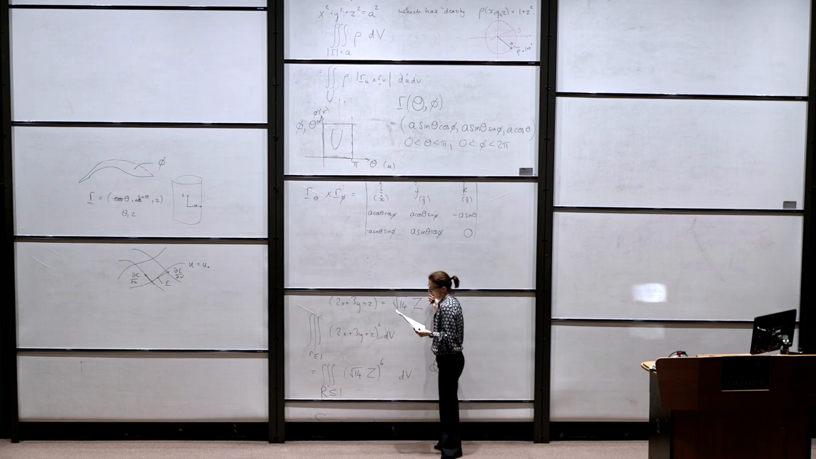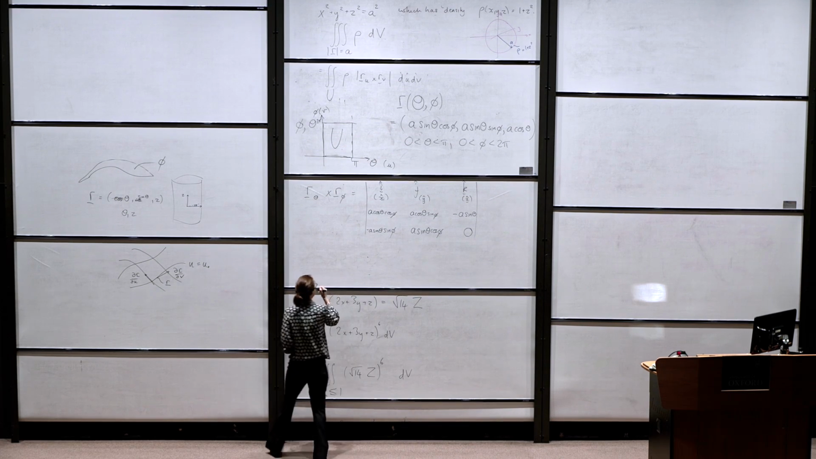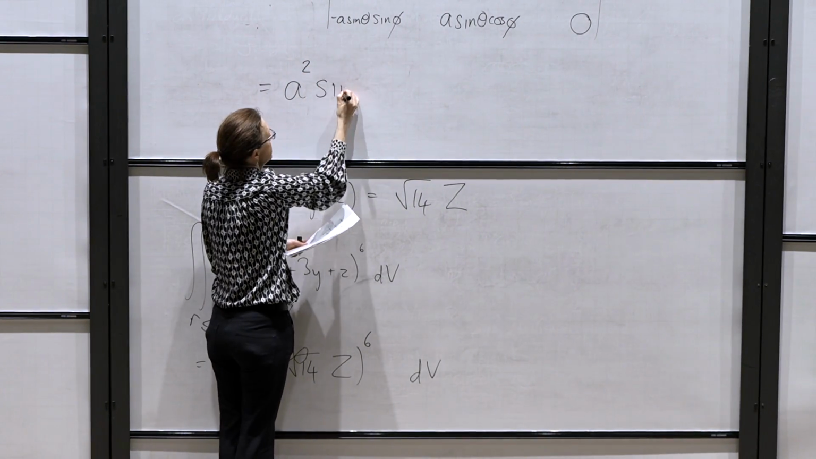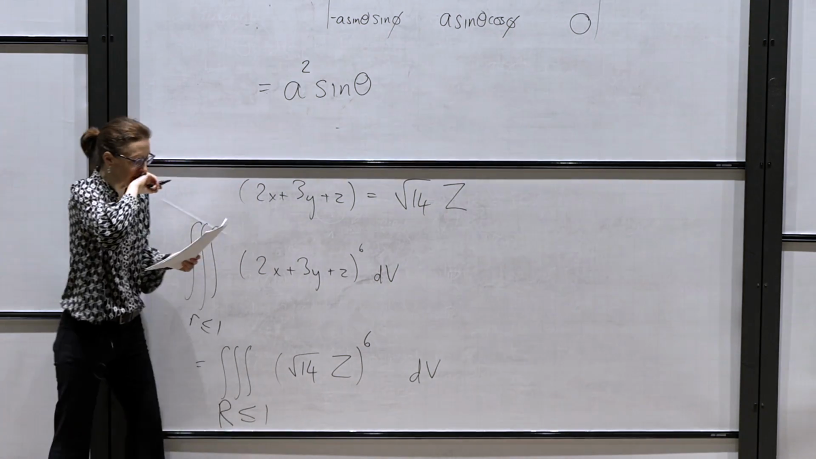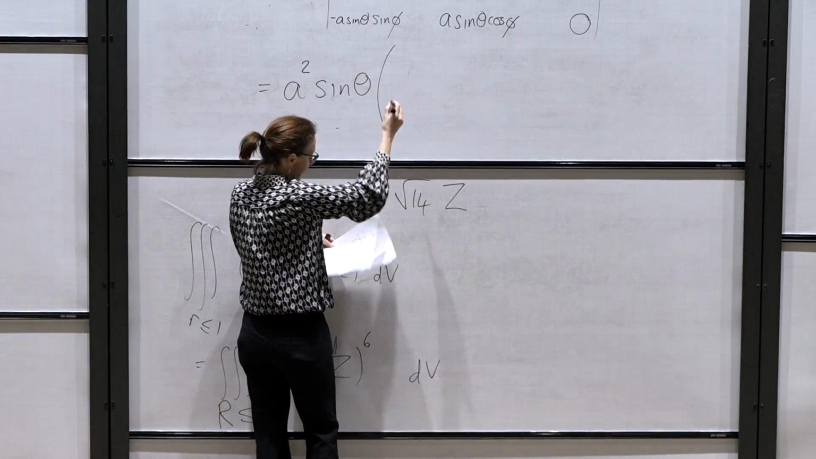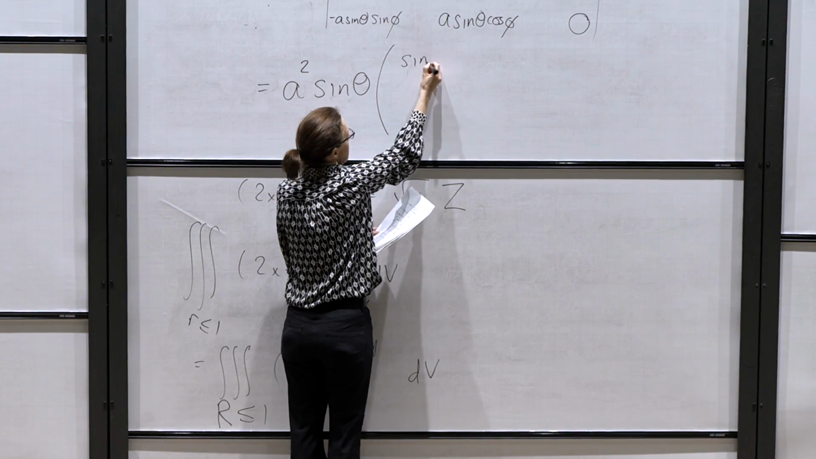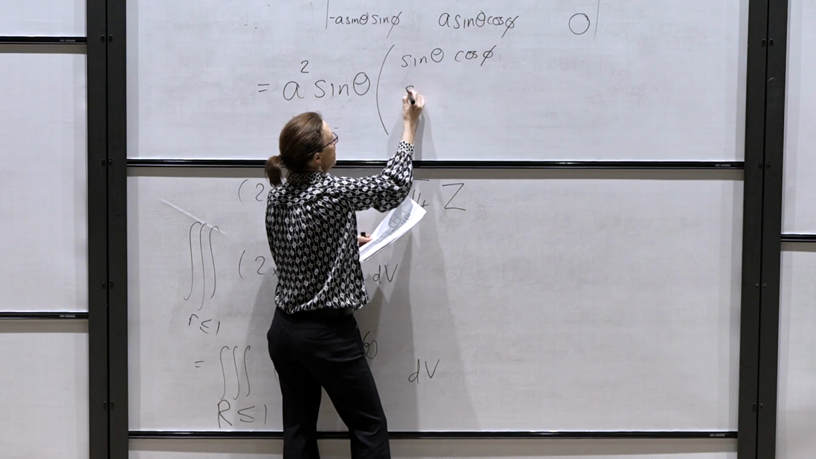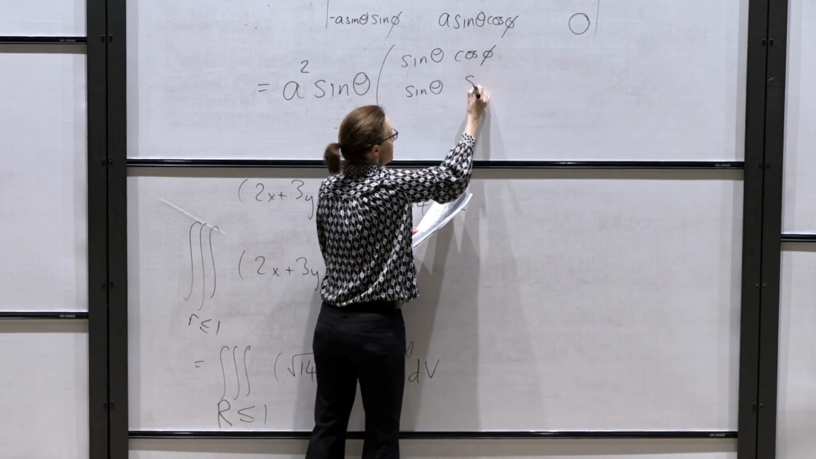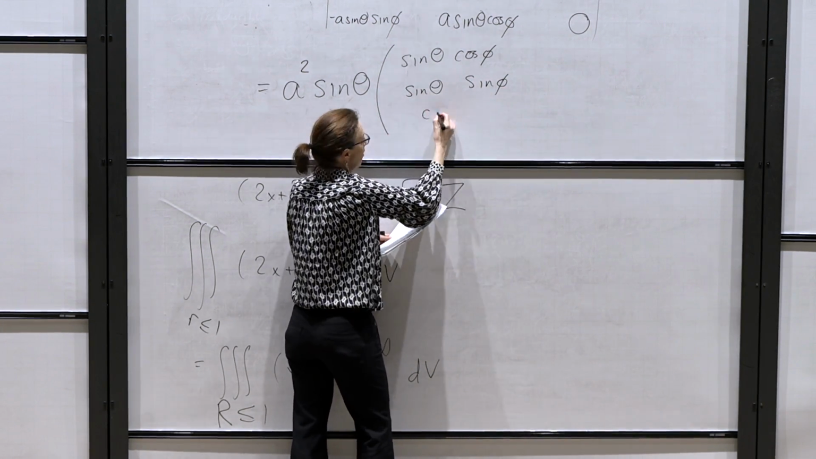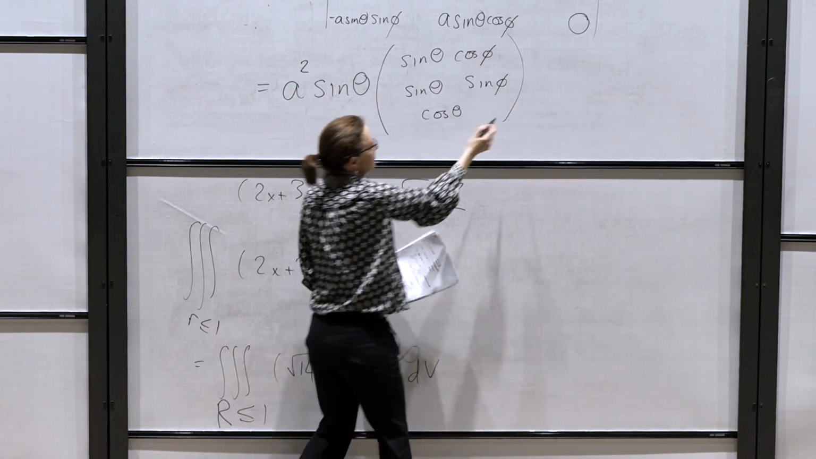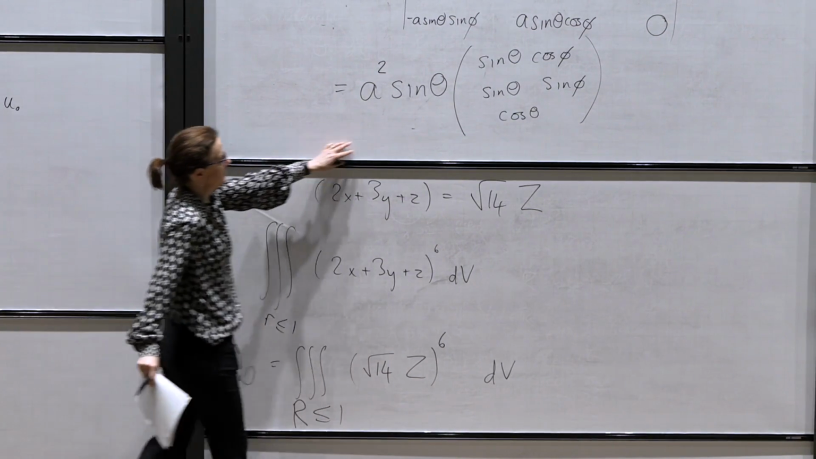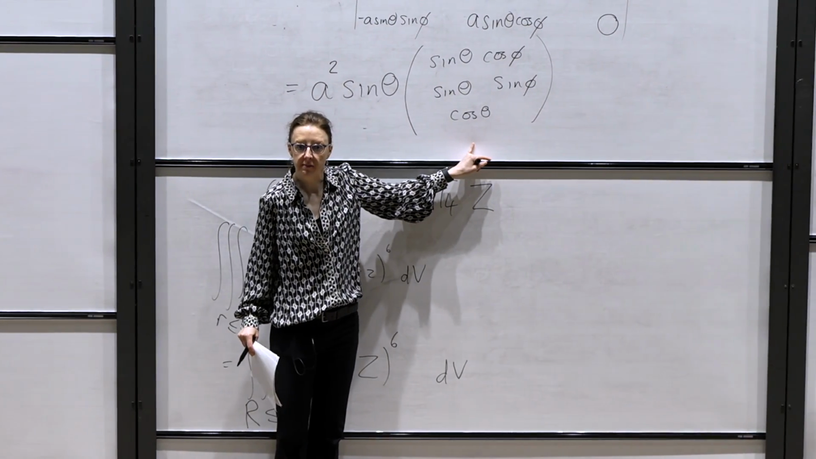Okay, so I'll spare you the gore of all of that and tell you that the answer is a squared sine theta times the vector (sine theta cos phi, sine theta sine phi, cos theta). So this vector, if you were to work it out, has unit magnitude.